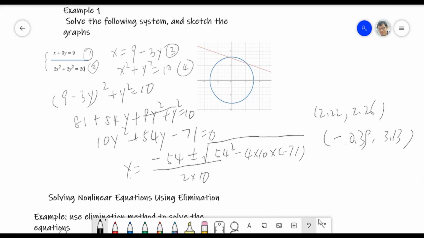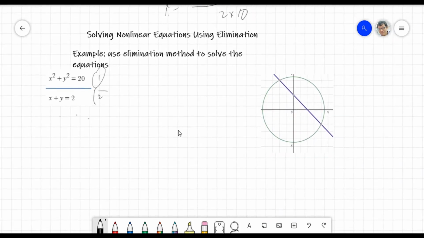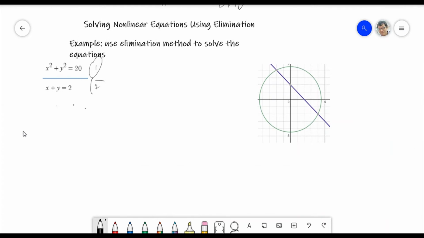So let's go to the next one. We try to use the elimination. This is a combination of a line and a circle, right? So how to do that? Let's make a little change to equation 1. So y squared equals 20 minus x squared, right? We make this equation 3.